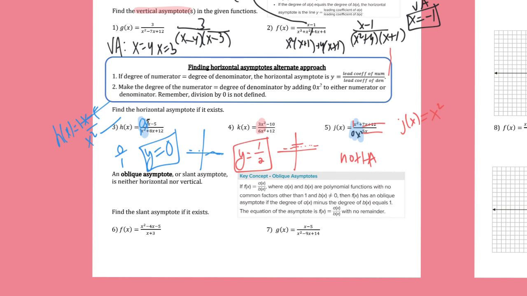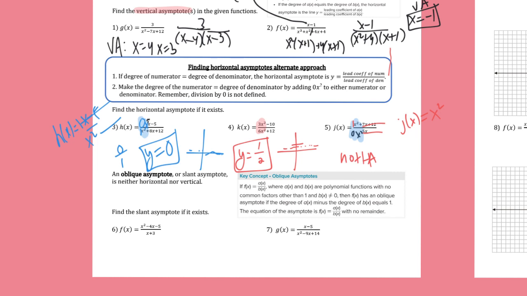And if it's 1 divided by 0 or a number divided by 0, there isn't one because it probably goes to infinity or negative infinity. So horizontal asymptote has to do with the end behavior of your polynomial. And you start with the highest degree term and compare that ratio to see what is the end behavior of your graph.